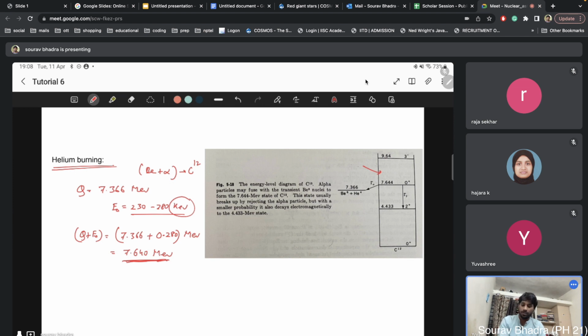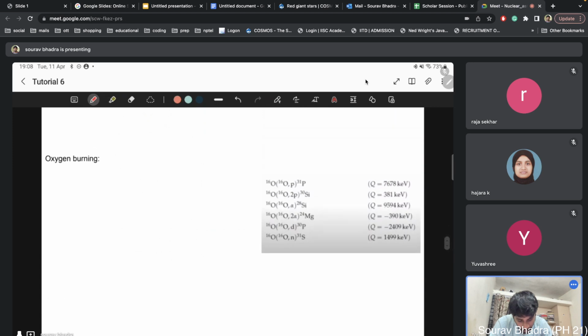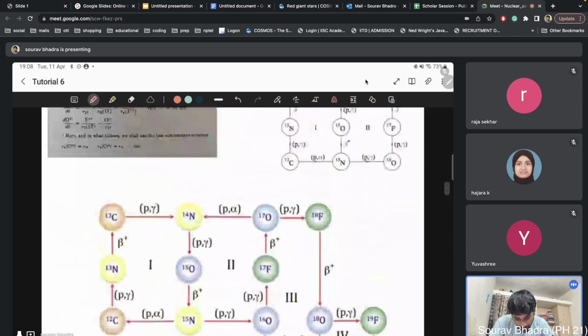We have got carbon 12 by the triple alpha reaction, and then we will consider the carbon and other elements eventually. And some other things can also happen during this helium burning stage. That, just a second, carbon burning, neon burning, silicon burning. Yeah, so helium burning is done.